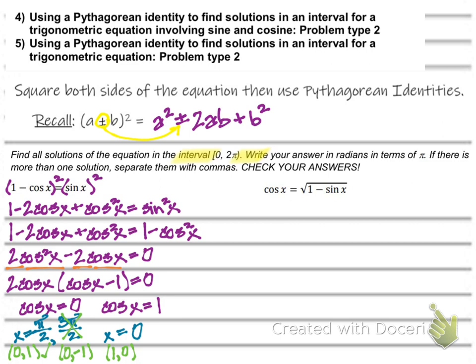Plugging in a 1 on the left, I have 1 minus 1, which is 0, and on the right, I have a 0. So my two answers are 0 and pi over 2. We do not include the 3 pi over 2 because it's an extraneous solution.